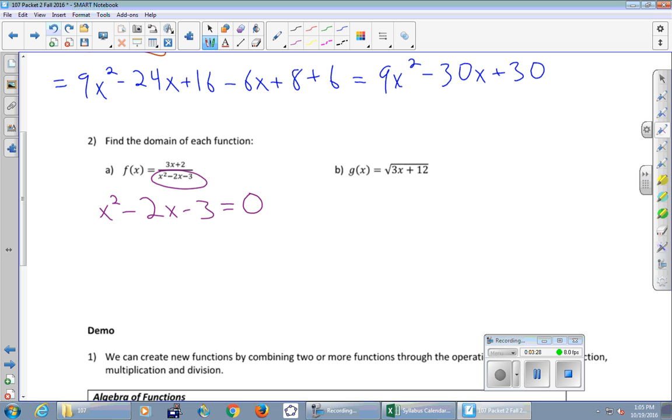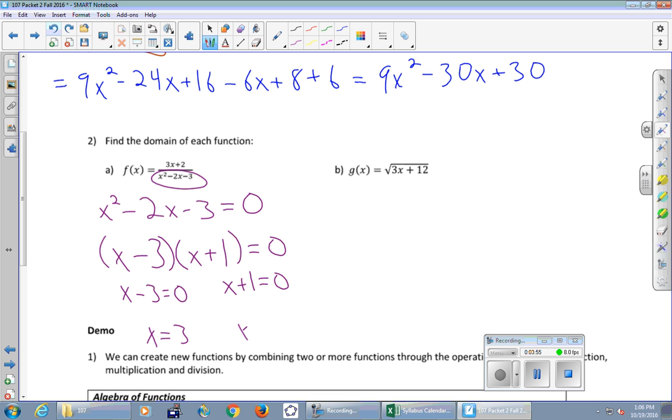You could do the quadratic formula, but if it factors, it's often quicker to do it that way. So what do we get here? Minus 3 and plus 1. Those sound good to me. Now that it's factored, we can write 2 equations: either x minus 3 is 0 or x plus 1 is 0, and so we get x equals 3 and x equals negative 1.